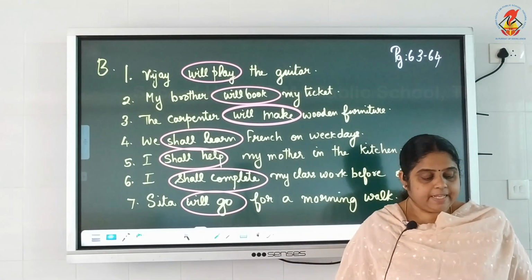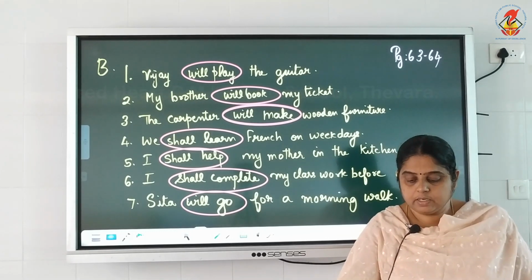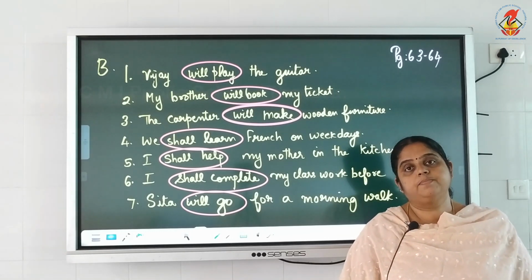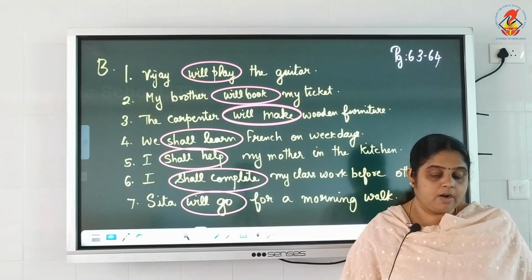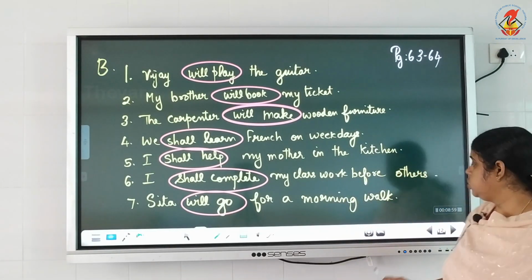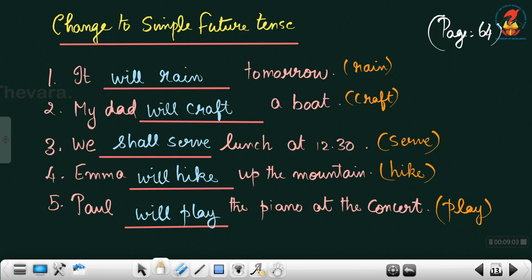I hope it's clear. Now, we have one more exercise, to complete the sentences by changing the verbs into future tense. One small example we will finish now. In the brackets the verbs are given, you have to change them into simple future tense. It dash tomorrow, rain is given. So, it will rain tomorrow. Second one, my dad dash a boat, craft. My dad will craft a boat.